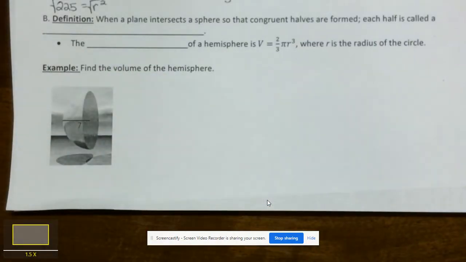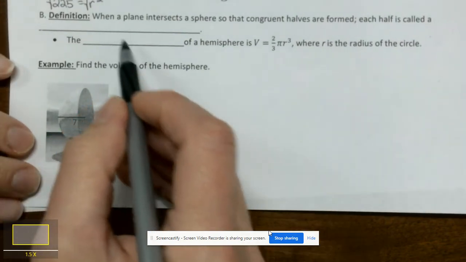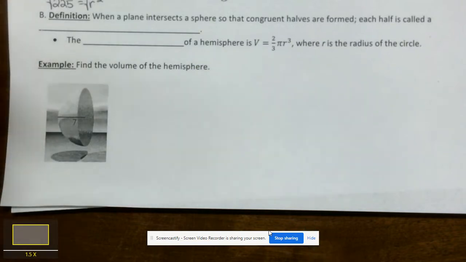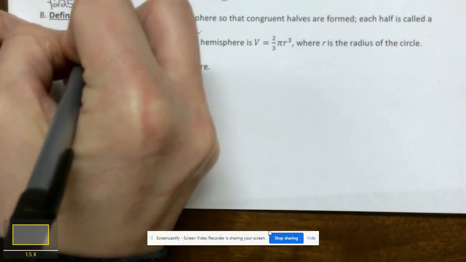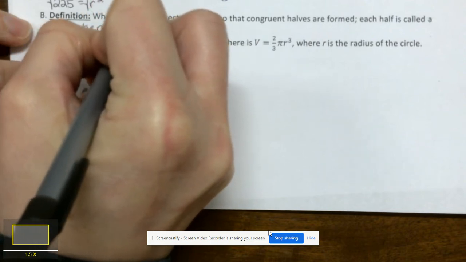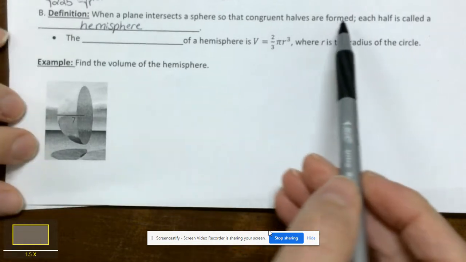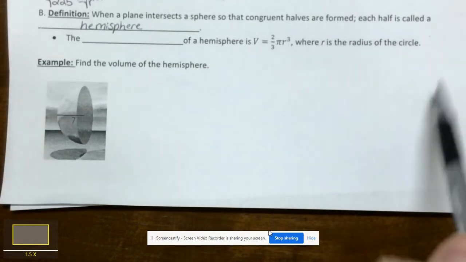Okay, the last thing we're going to look at in this lesson is the volume of a hemisphere. So let's make sure that you know what a hemisphere is first. Basically, a hemisphere is what you get when you take a sphere and divide it in half; we call each half a hemisphere. When a plane intersects a sphere so that congruent halves are formed, each half is called a hemisphere.